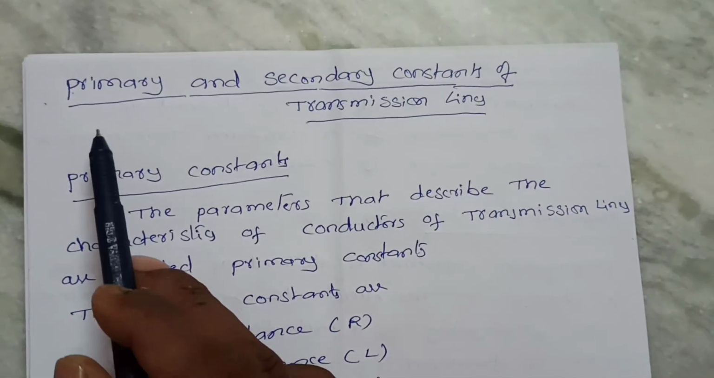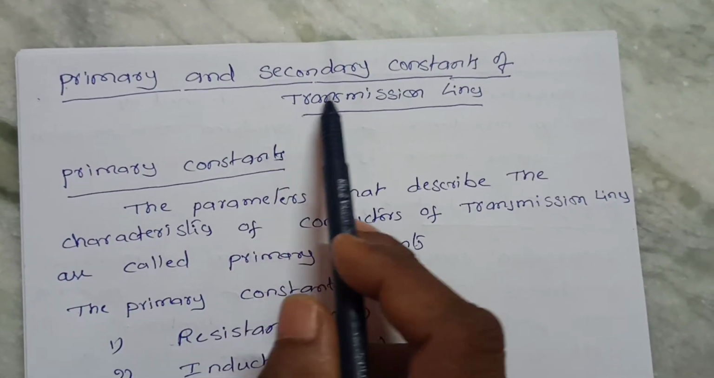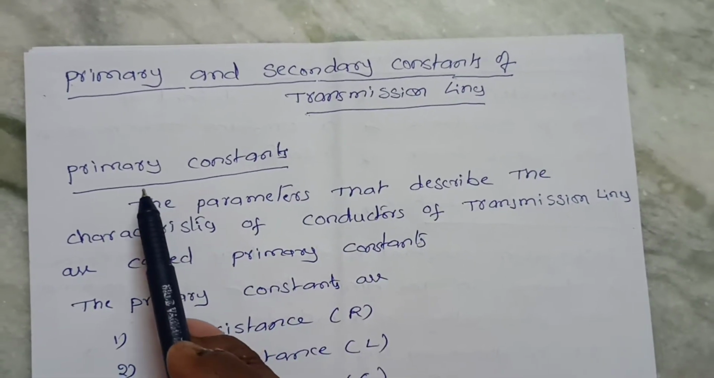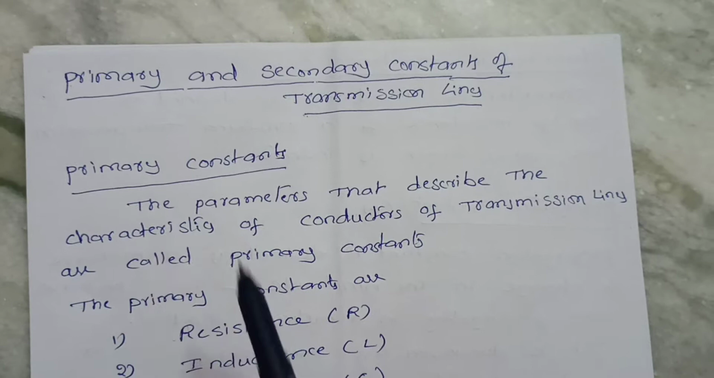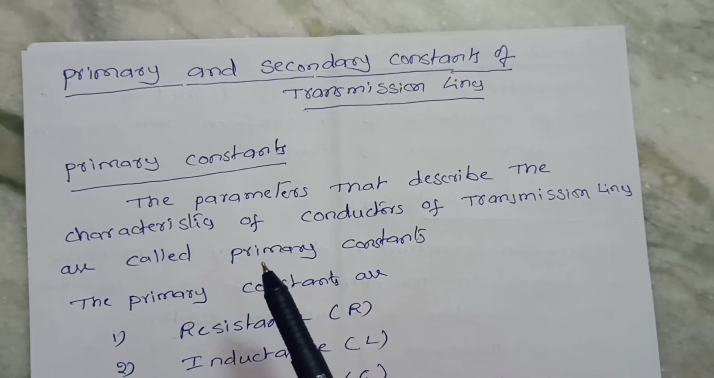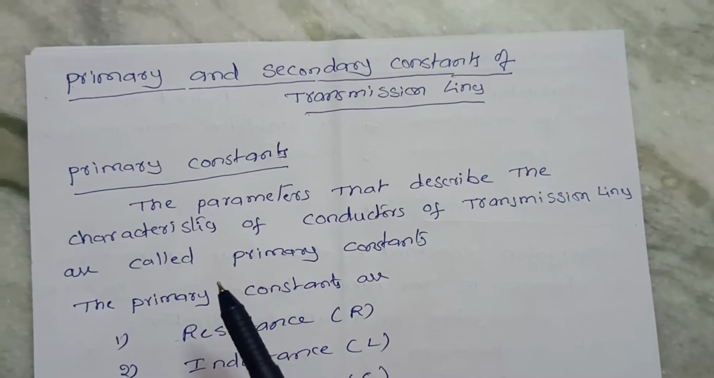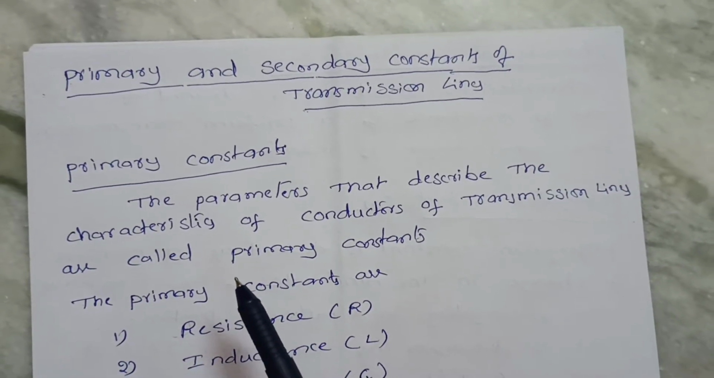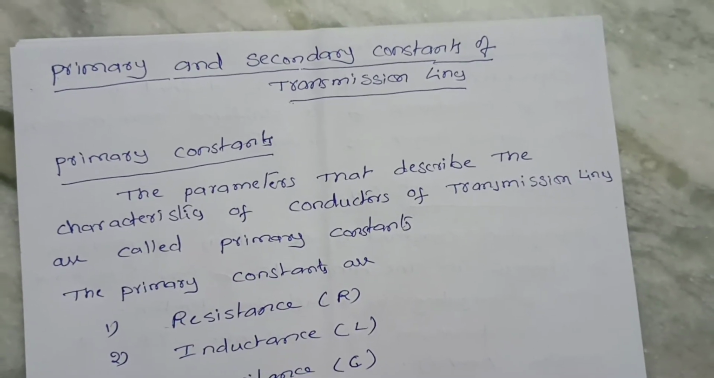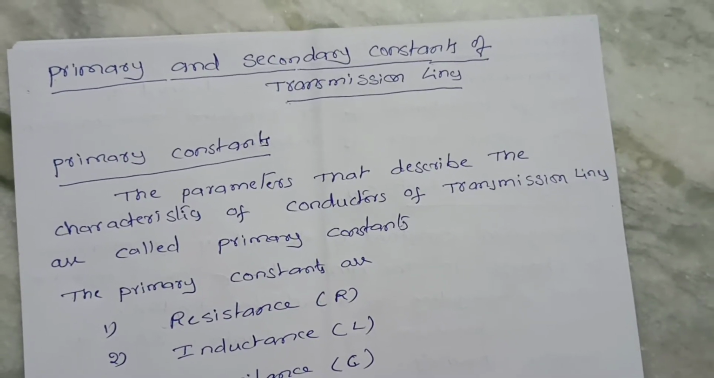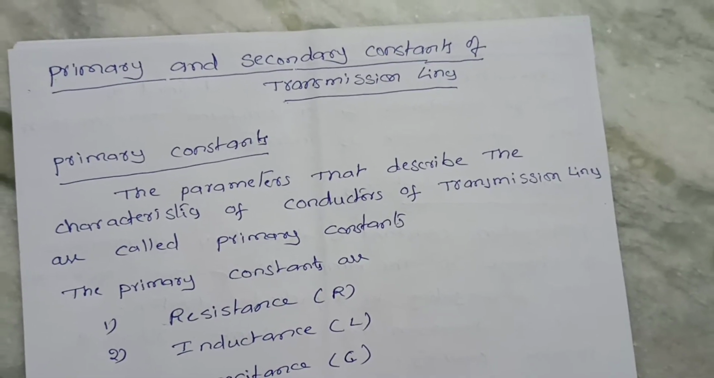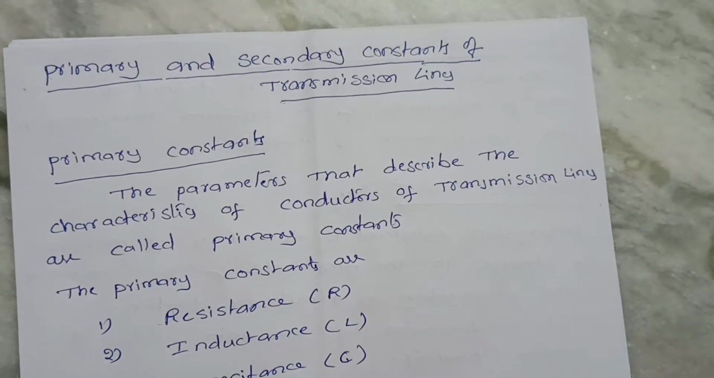Now I want to discuss primary and secondary constants of a transmission line. First of all, we have to discuss primary constants. Primary constants describe the characteristics of the conductor of a transmission line. Primary constants define and describe the characteristics of transmission lines. These parameters are called primary constants.